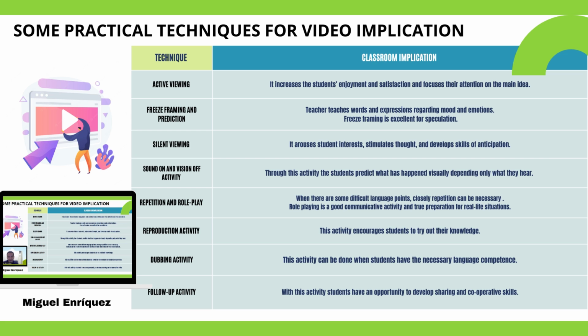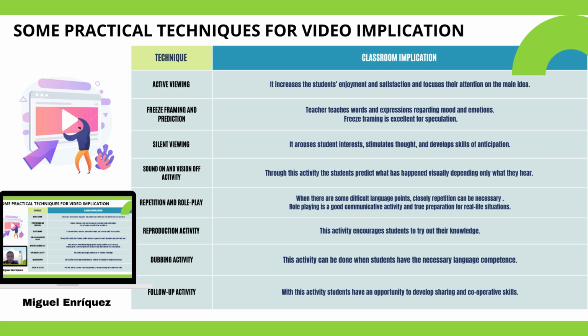Reproduction activity. Reproduction activity consists of presenting a scene or a video first, and after that you generate questions for your students, and they need to answer these questions or describe what happened in the scene or in the video.